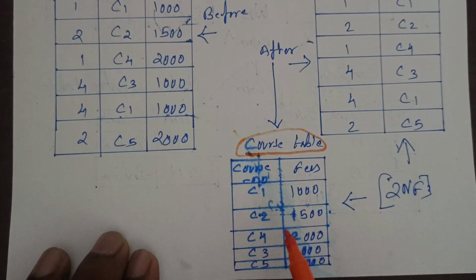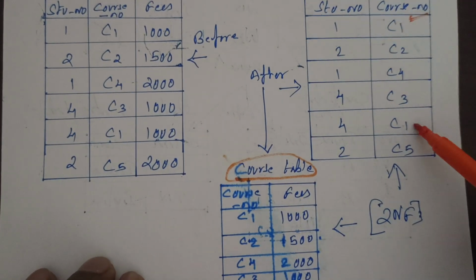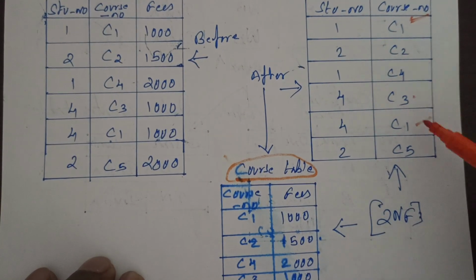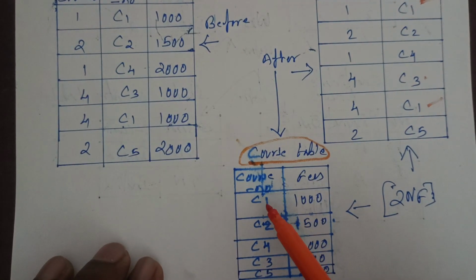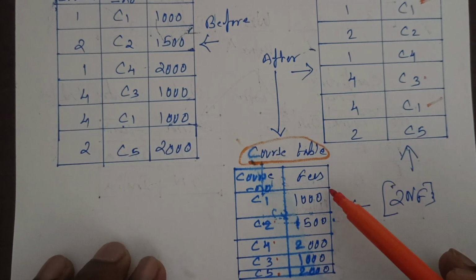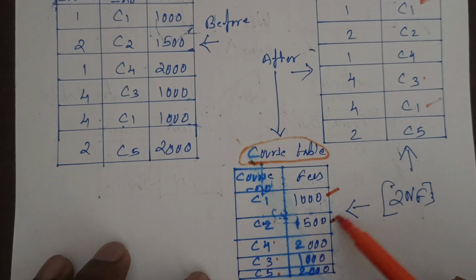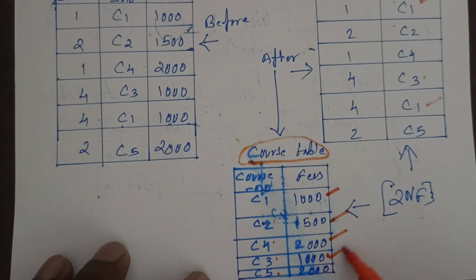Now course number 1, 2, 4, 3, 5. Now in this column, there was a redundancy before because C1 had been repeated twice. You can see here C1 repeated twice here and C1 repeated twice here. So in order to reduce that, we have reduced it to C1, C2, C4, C3 and C5. There is no repetition here. As well as here in the fees, there is no repetition in the fees. 1000, 1500, sorry, 2000 and 1000. It depends on the course, right? 1000 here and 2000 here, right?